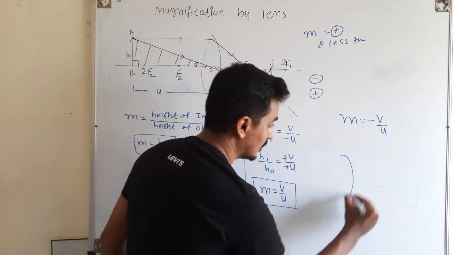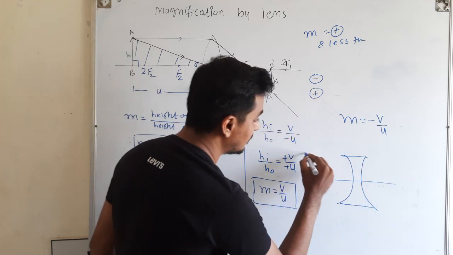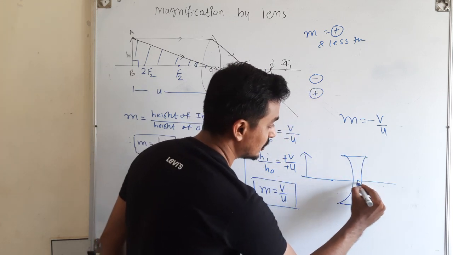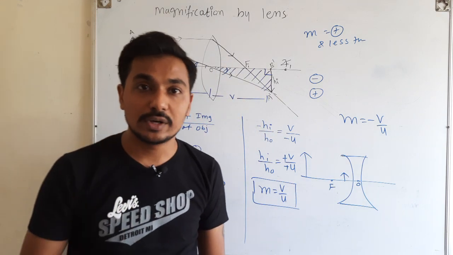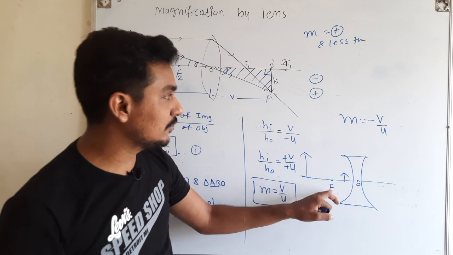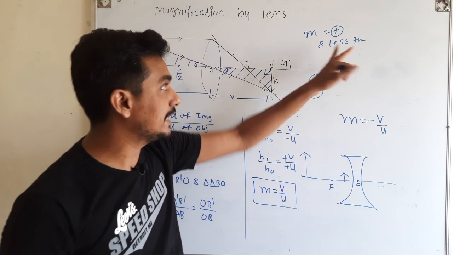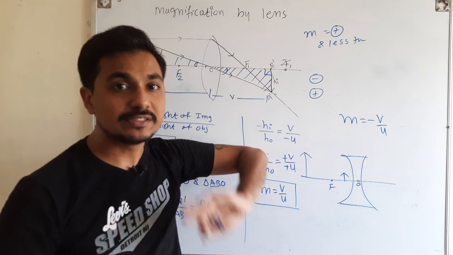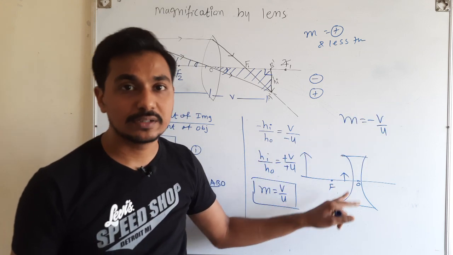Suppose this is our concave lens. If you place the object anywhere, you will always get the image between the optical center and the focus, which is always smaller, virtual and erect. So here the magnification is positive because the image is virtual and erect, and it is less than 1, between 0 and 1. So the magnification is smaller than 1.